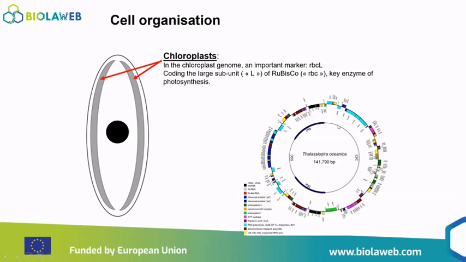And there is one which is important. This one here. We will talk quite a lot about this gene, which is called RBCL. It's coding the large subunit of RuBisCO, which is a key enzyme of photosynthesis. And you will see that it is really here that we found a good barcode to identify our diatoms.